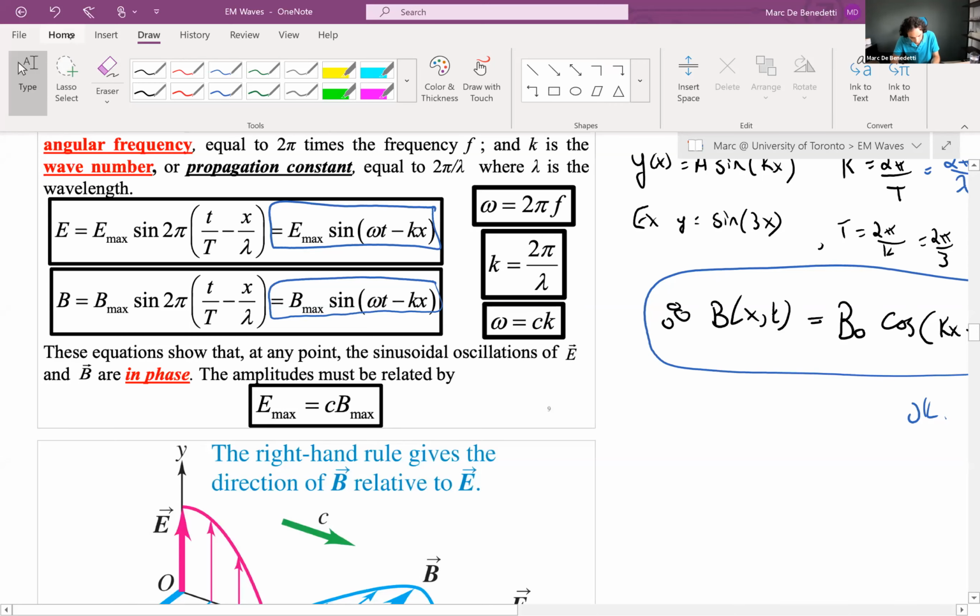Oh, let me just insert some space here. How do I insert space? And I'm going to have to click it twice because I always have to click it twice.